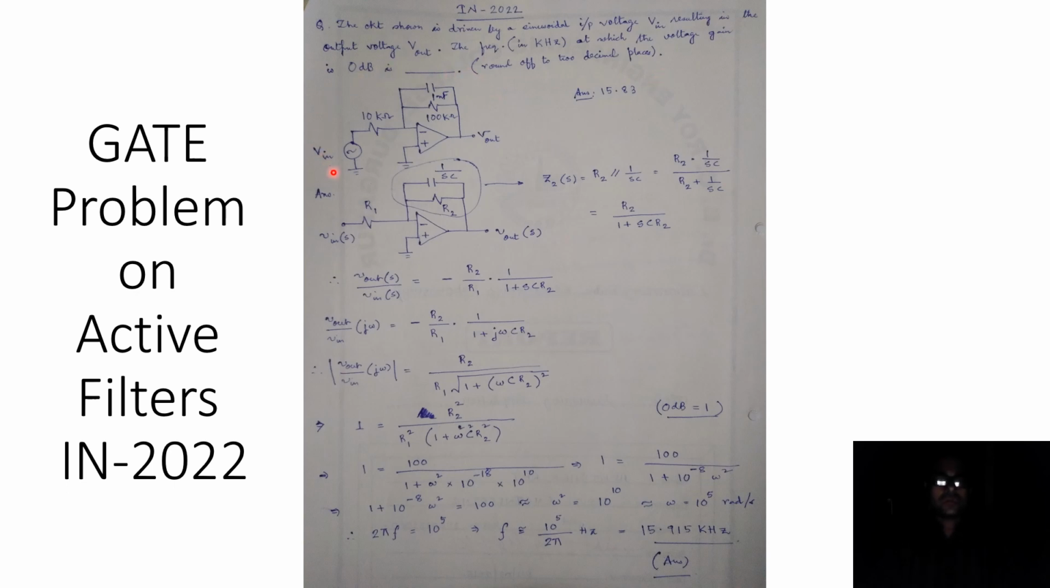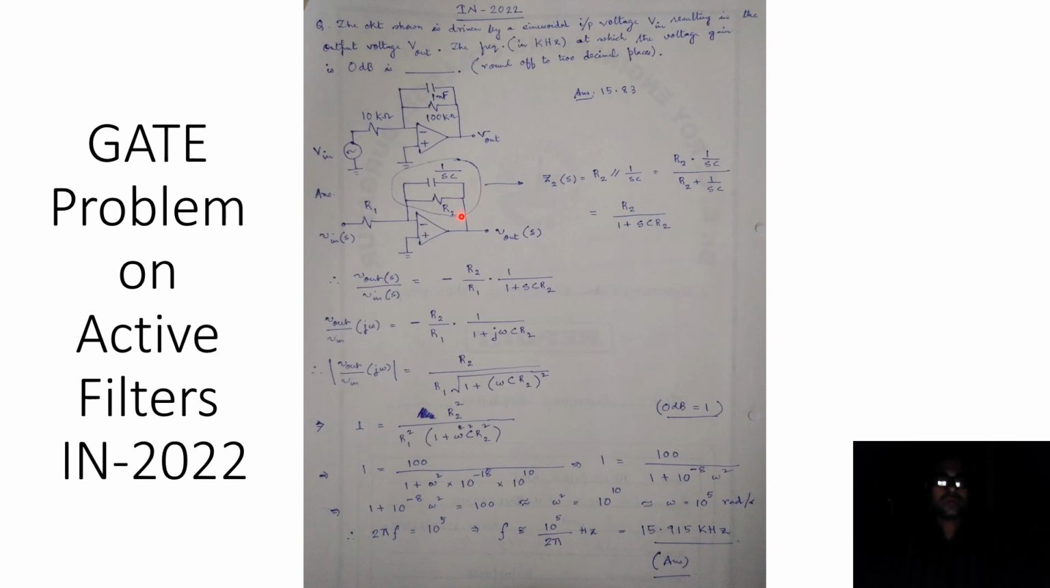So this is the corresponding active filter circuit, and the way to proceed with these sort of questions is, instead of mentioning these values, mention them in their generalized form. So you can mention this resistance as R1, this resistance can be mentioned as R2, and in the Laplacian domain the capacitive reactance is mentioned as 1 by SC.